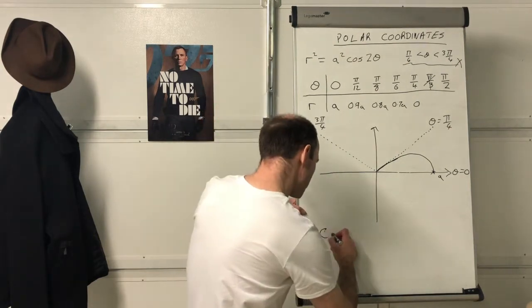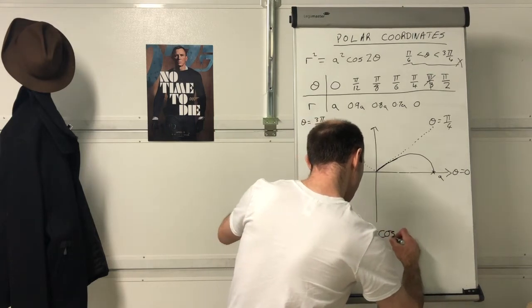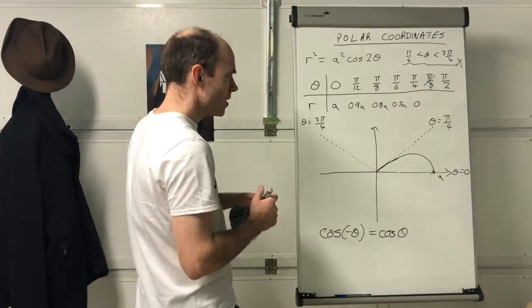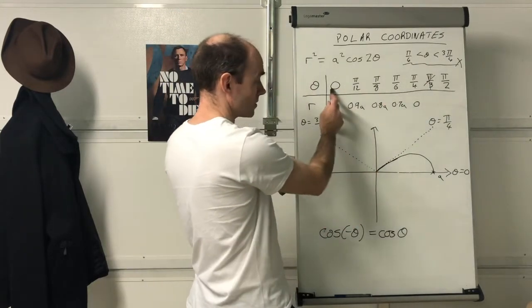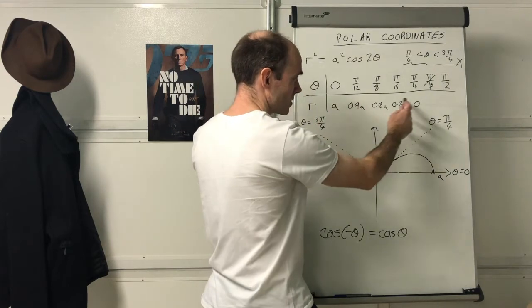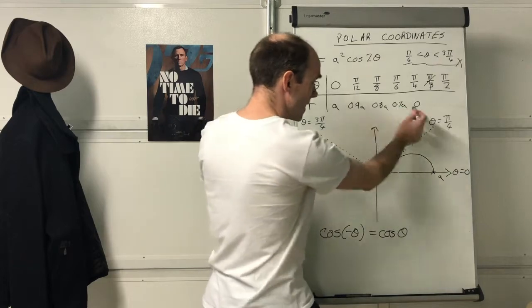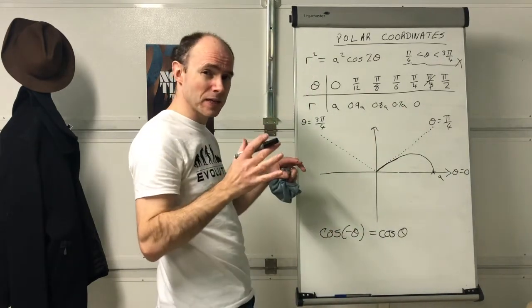Well, do you remember in a previous example I said what's happening with the negative values? So let's just remind ourselves of that. Cosine negative theta is equal to cosine theta. So what that means is between negative pi over 4 to 0, you have the same values. So if I just put those as negative, then these values of r are going to be exactly the same, and I'm going to get exactly the same thing happening.